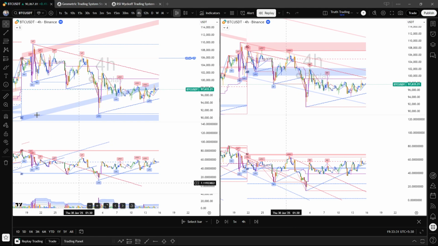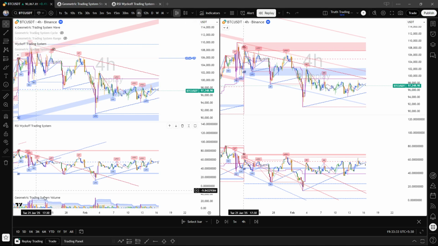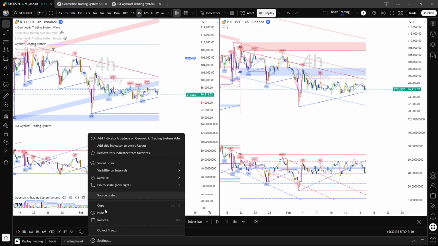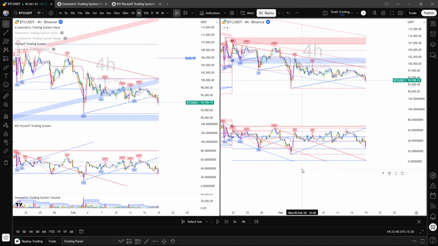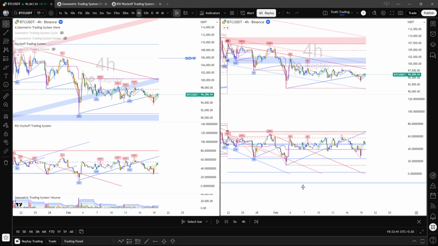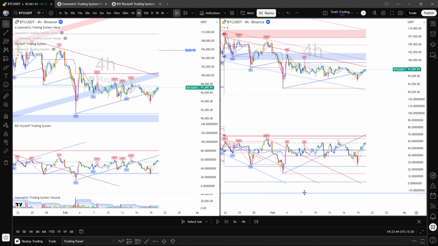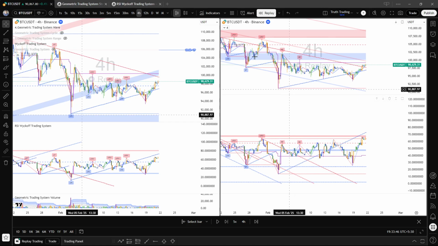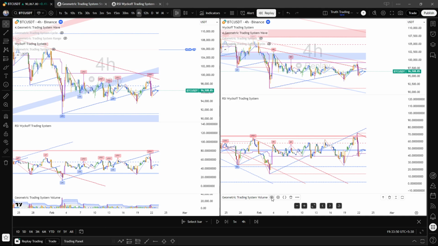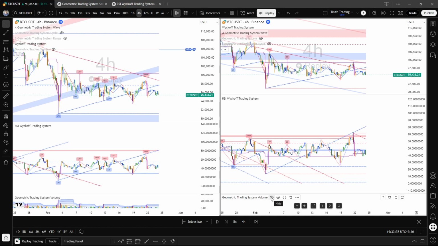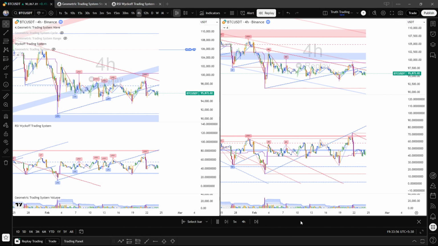Yeah, and you know what? I don't have a volume chart here, so I'll just put it there. Okay. Why is it not appearing? Hmm. All right, so let's go.